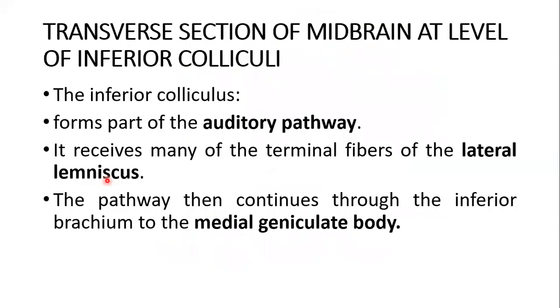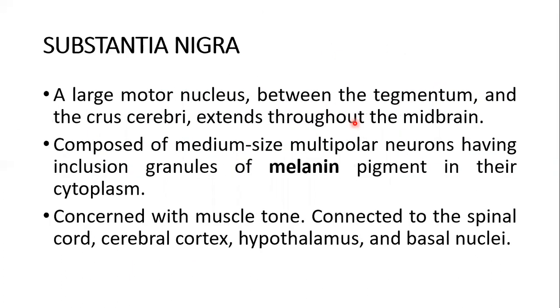And this is the point. So again, you can say this is the inferior colliculus, which forms part of the auditory pathway. I have already discussed that. This is the substantia nigra, so it contains melanin. And this substantia nigra is concerned with muscle tone, connected to the spinal cord, cerebral cortex, hypothalamus, and basal nuclei.